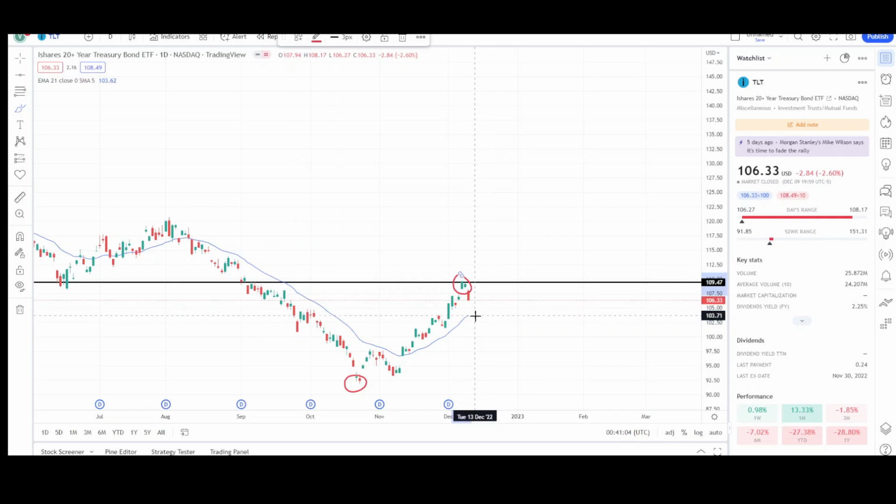I would say once we get there, if we don't get a bounce up, we're probably just going to continue lower to this low right here at the 92. If we get a bounce up, there's a good chance we retest the 109 level again.